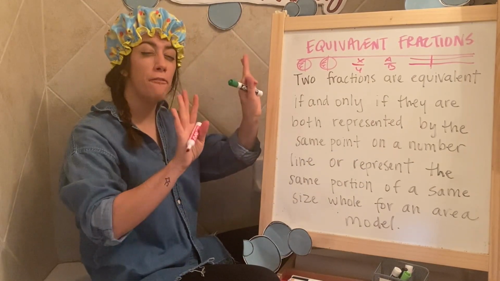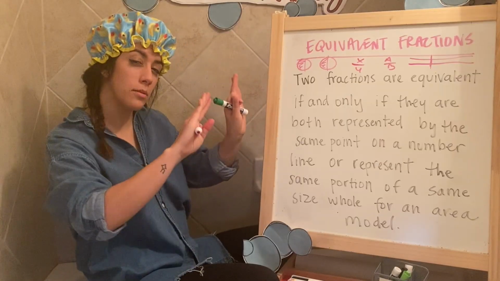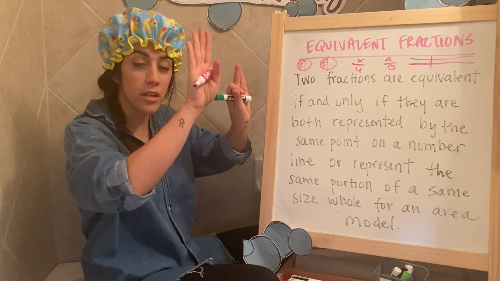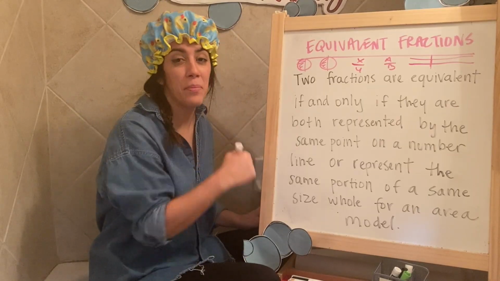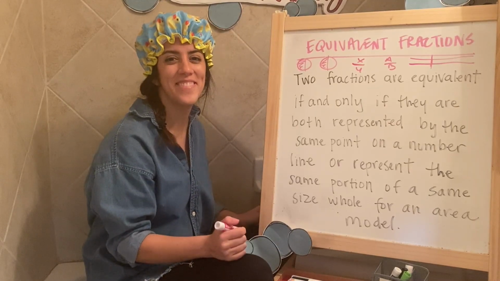If they somehow fall off of that a little bit, or show a little bit more shaded or a little bit further on the number line, then they are not equal. But let me show you a couple of these examples visually, okay?